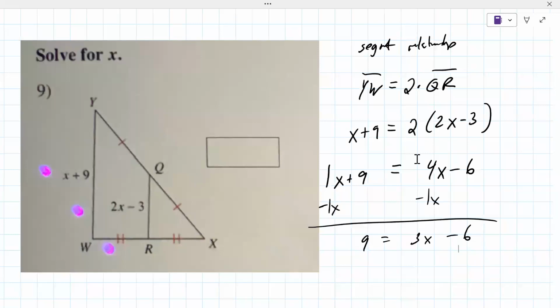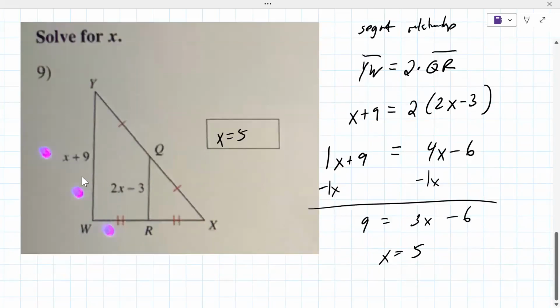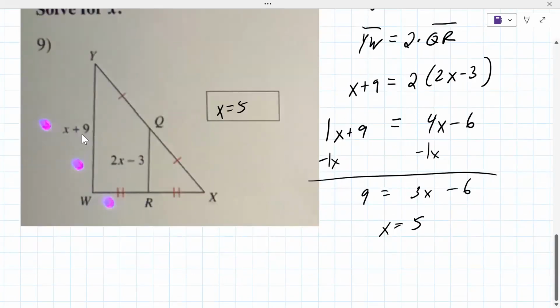Yeah. Now in this problem, it only wants you to find x, so you are done. But you should be in the habit of trying it in there and seeing if it's reasonable. So x plus 9 is 14, and 2 times 7 is 14. Any questions, thoughts on that? No. Okay, not crazy difficult.